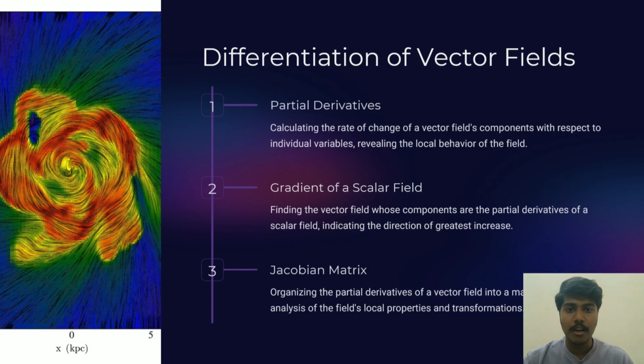So let's move. Now we are coming to differentiation of vector fields: partial derivatives, gradient of a scalar field, and the Jacobian matrix. What are partial derivatives? Calculating the rate of change of a vector field's components with respect to individual variables, revealing the local behavior of the field. The gradient of a scalar field means finding the vector field whose components are the partial derivatives of the scalar field, indicating the direction of the greatest increase. Then the Jacobian matrix, organizing the partial derivatives of vector fields into a matrix, enabling the analysis of the field's local properties and transformations.